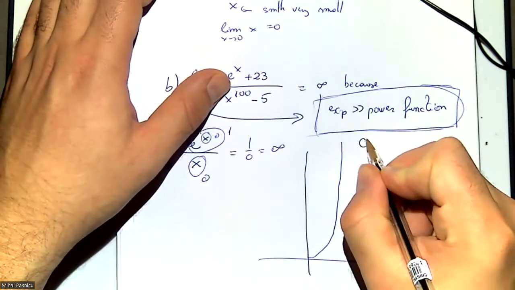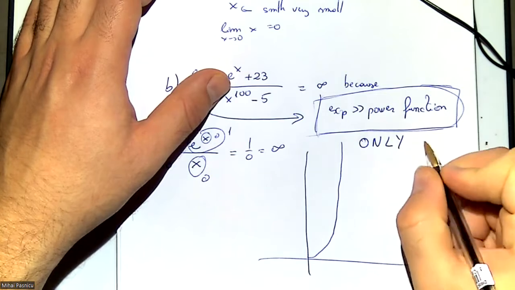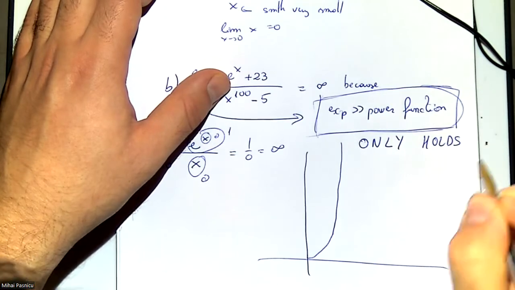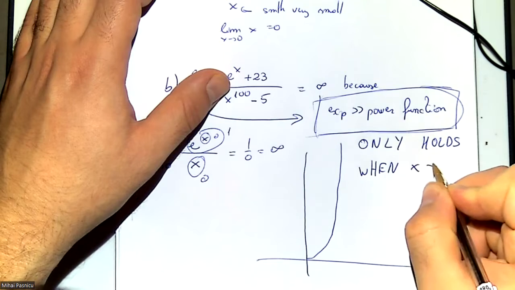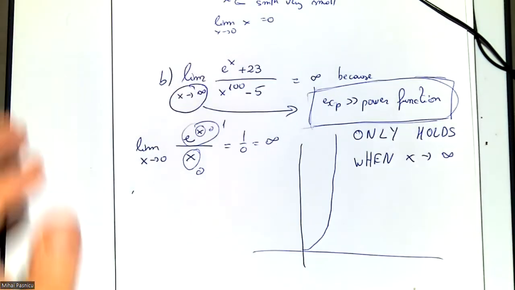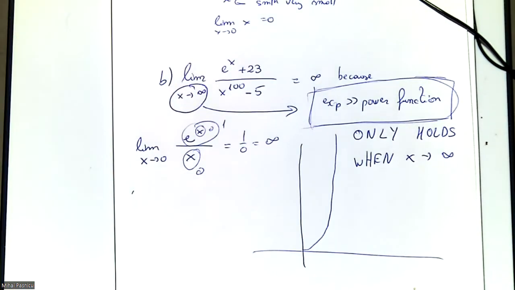But this argument, exponential beats power function, only holds when x goes to infinity. When x goes to 0, you can't really use that. You can't say that the power function dominates everything when x goes to 0.